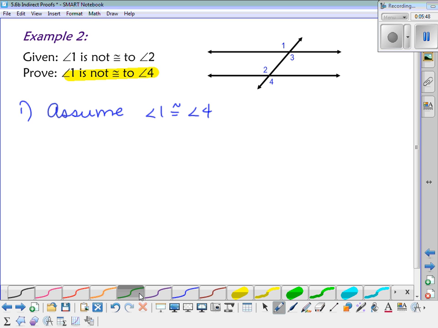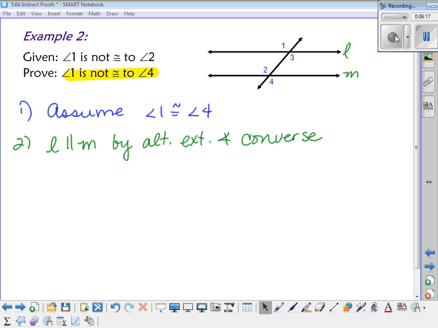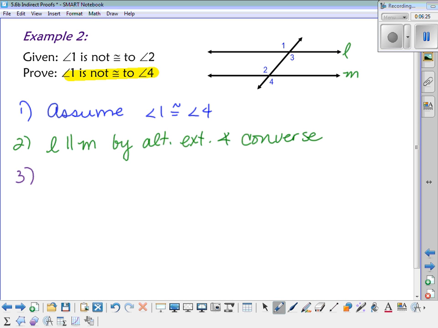And if I look at my figure, I can see angle 1 and angle 4 are alternate exterior angles. If they're congruent to each other, that would mean that my lines are parallel. Let me label my lines there. So it means line L is parallel to line M by the alternate exterior angle converse. Okay, so if the lines are parallel, then angle 1 and 2 would have to be congruent because they are corresponding angles. So angle 1 would be congruent to angle 2 by the corresponding angles postulate.